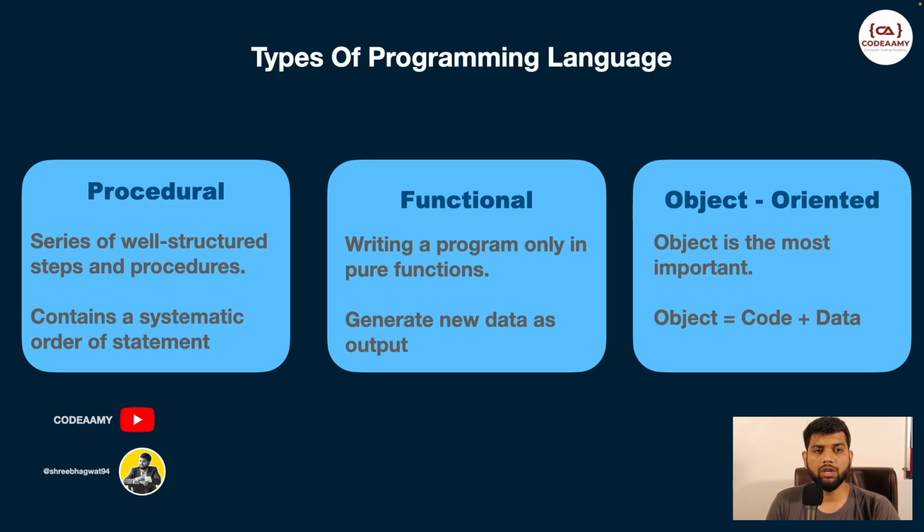In functional programming language, everything is done in pure functions. You can only create variables, you cannot modify them. So whenever a function is run, new variables are generated. When you run that function again, even more variables are generated. And in functional programming language, importance is given to the functional part.